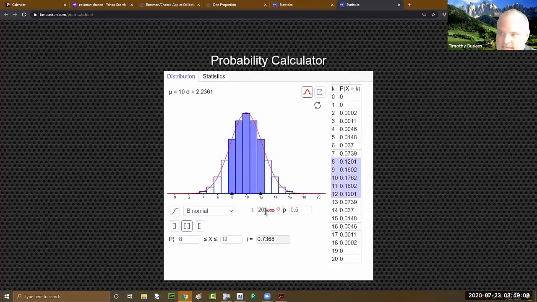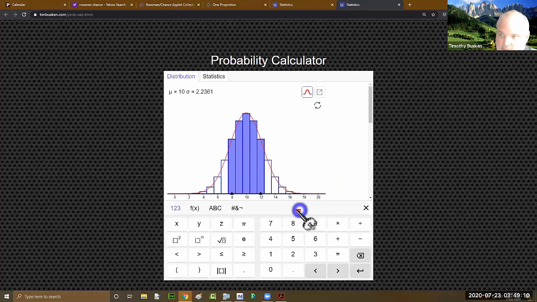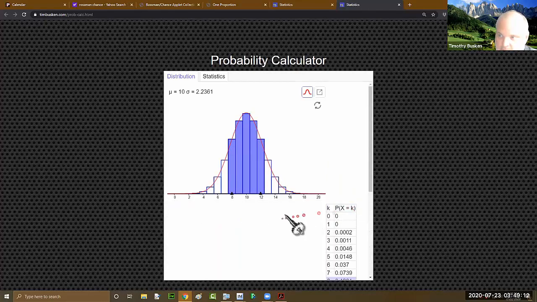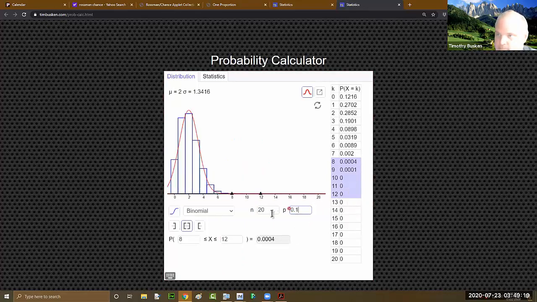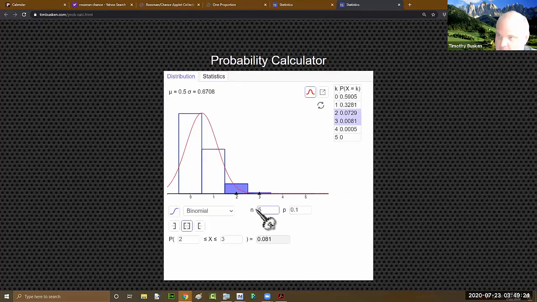And are n times p and n times 1 minus p greater than or equal to 10 here? Yes, they are. But notice that if I change my value of p to say 0.1 and change my sample size to say 5, the graph of the binomial distribution table is not normal. It doesn't look like a bell-shaped curve, you see.